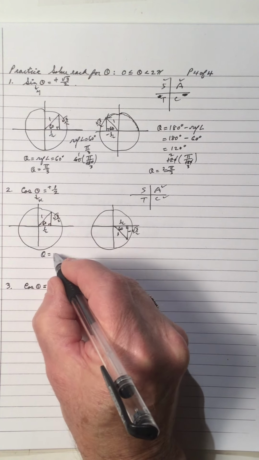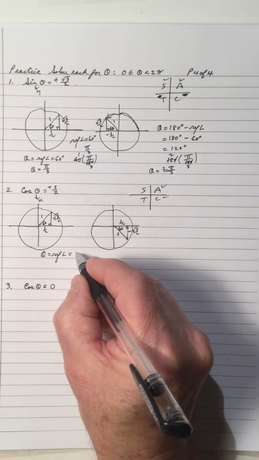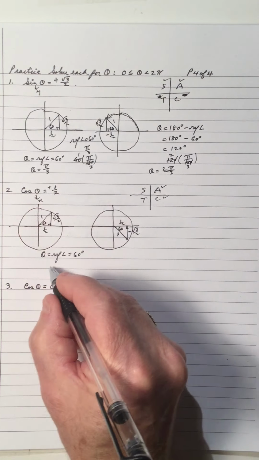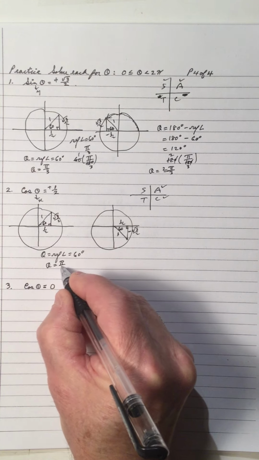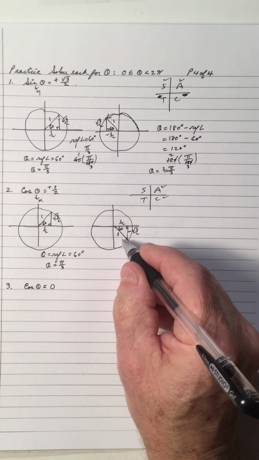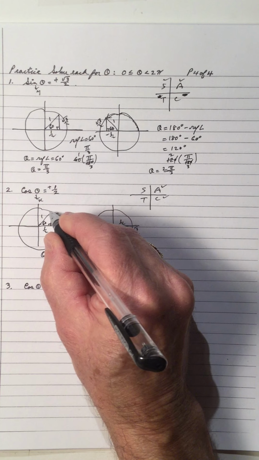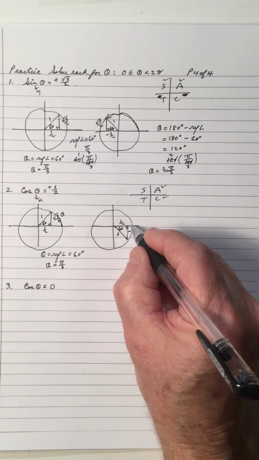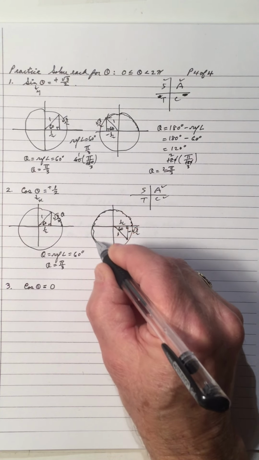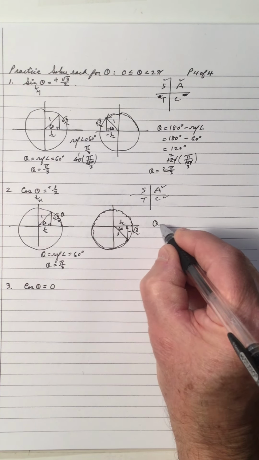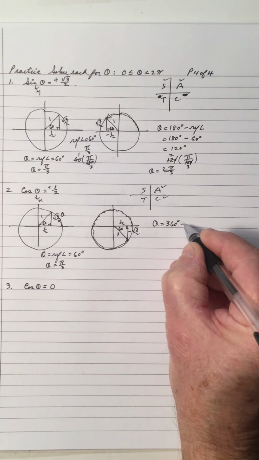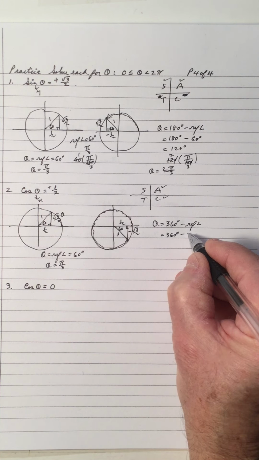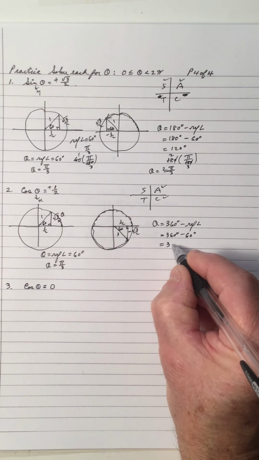So theta in the first quadrant is the reference angle, which is 60 degrees. And we have the same answer. Theta is pi over 3. And in this quadrant, again, theta is the rotation to here, which is 60 degrees or pi over 3. And theta is all the way around to here. So theta is 360 minus the reference angle. So it's 360 minus 60. So it's 300 degrees.